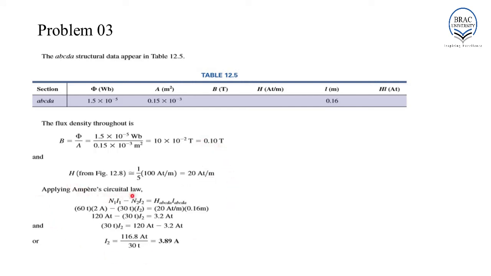Then, using Ampere's circuital law, we have to determine the value of I2. N1 I1 minus N2 I2 will be equal to H times L. Now, some of you might ask why we are subtracting N2 I2 from N1 I1. This is because in the question it is mentioned that the resultant flux is in the clockwise direction. In that case, the value of N1 I1 will be greater than the value of N2 I2. From there, we can determine I2, which is equal to 3.89 ampere.